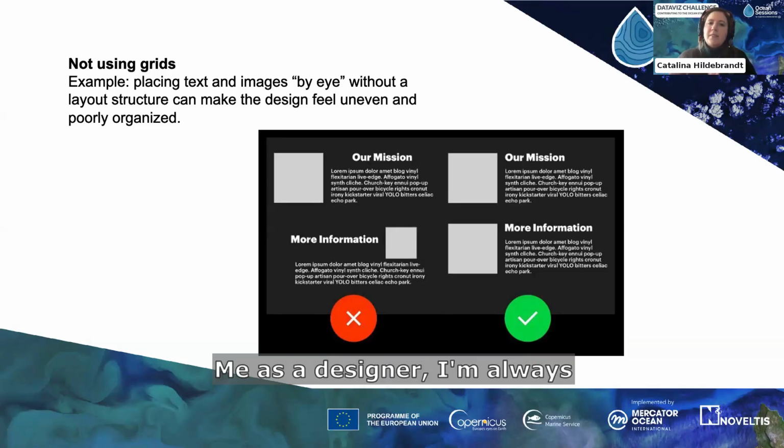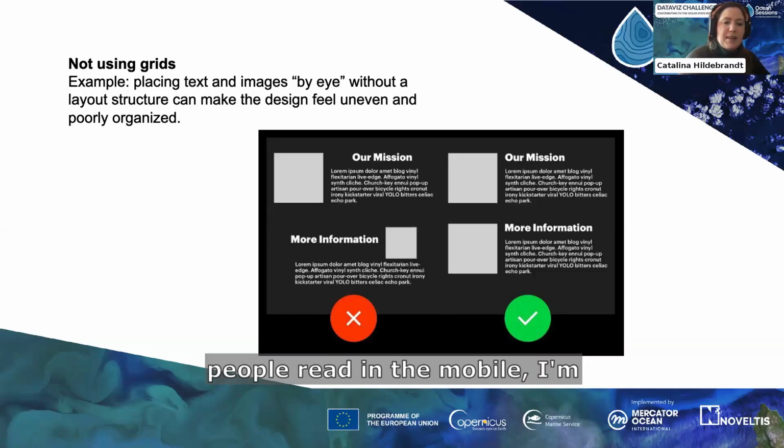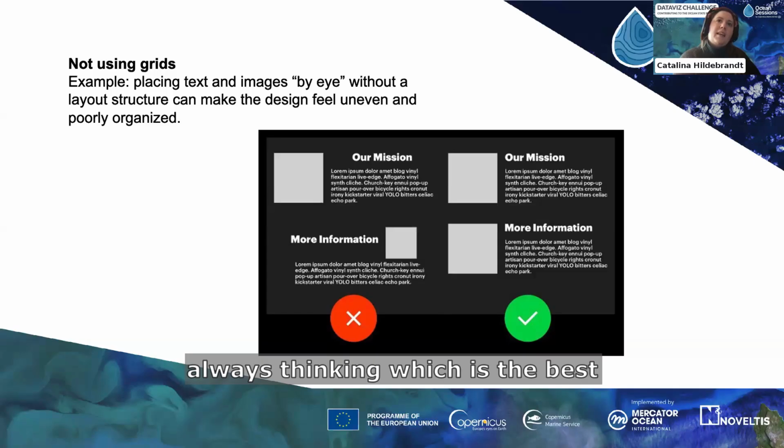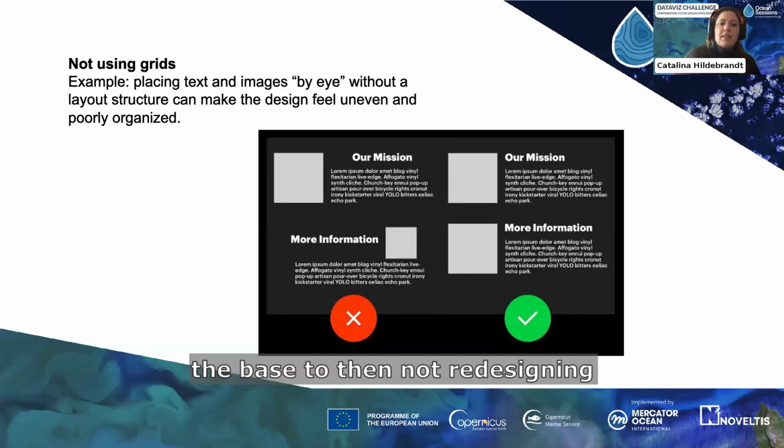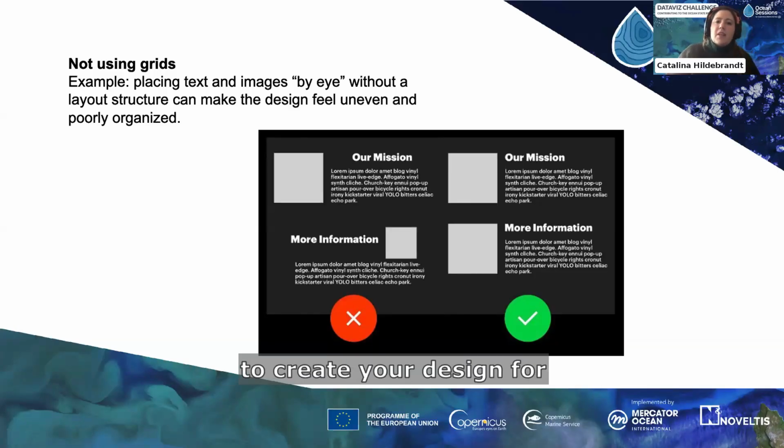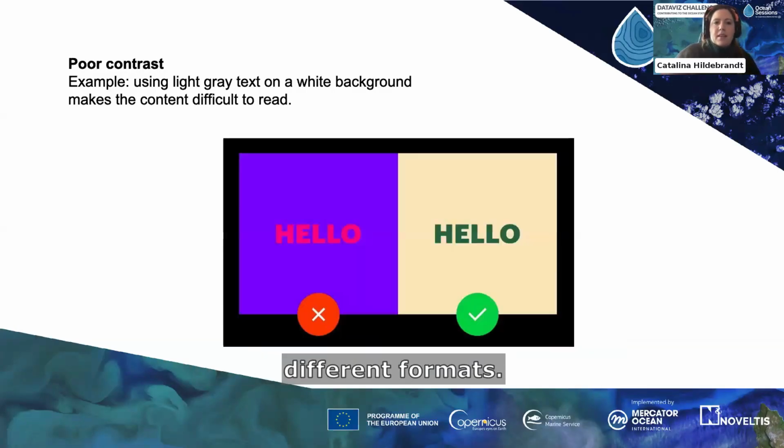Me as a designer, I'm always thinking about the different formats, because audiences come from different angles. Sometimes people read in the newspaper, sometimes people read on the mobile. I'm always thinking about which is the best way to design, and that's why the grid gives you the base to then not redesign everything. It's just using these parameters to create your design for different formats.